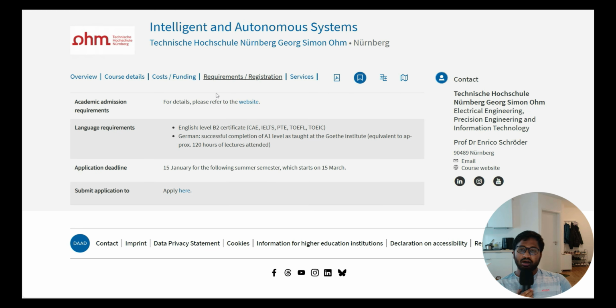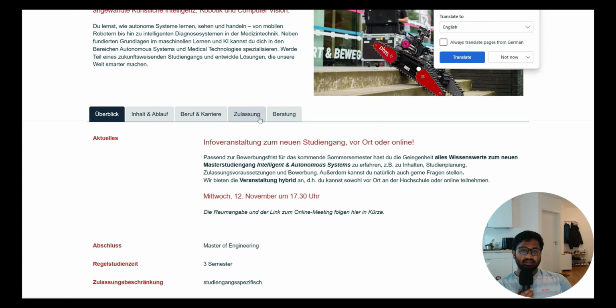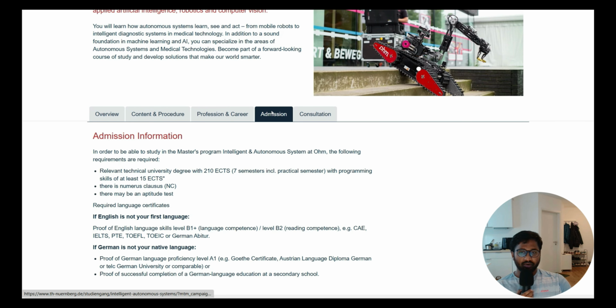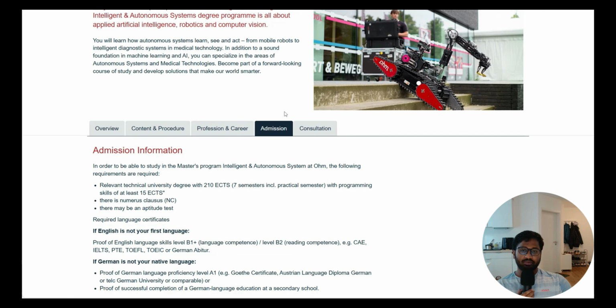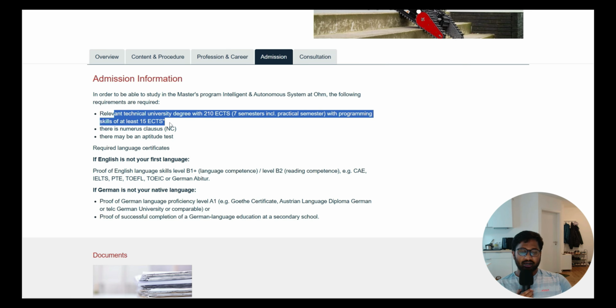Then in order to get into this particular course, what are the requirements and registration? This is also not updated in that, because as I told, it is relatively new that they have added. That's the reason it is not added yet. So that's the reason we have to go again to the course website where they have started. So here you can just see, in order to be able to study this master program, international intelligent autonomous system at OTH, which is Technical University of Nuremberg, you need to have a relevant technical university degree with 210 ECTS, 7 semesters included with practical semester, with programming skill at least 15 ECTS.